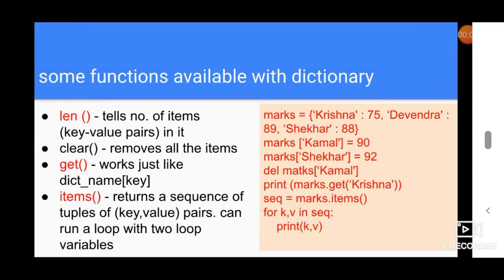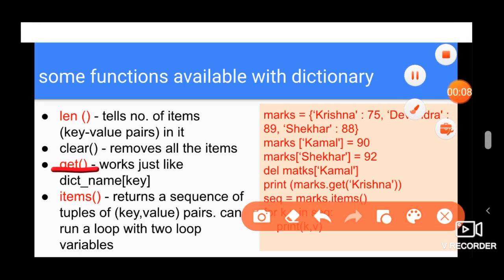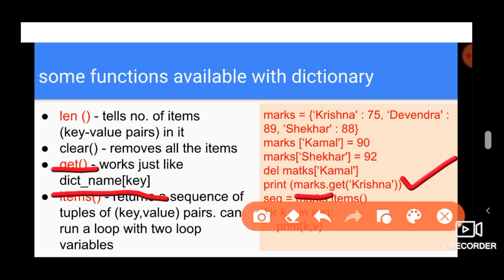The next function we have available with the dictionaries is the get function, which is used to get a value associated with a key. In fact, it is just an alternative to writing the dictionary name followed by square brackets containing the key. If we look at this statement in which we write the name of the dictionary and use the function get, and supply the key Krishna as an argument to this get function, then we will be able to access the value 75 associated with the key Krishna.